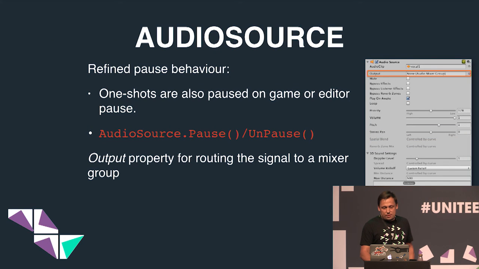We also worked on the pause behavior, so it applies not only to the clips that you start using play, but also to the one-shots. And there's also now an on-pause on the audio source. And what you can see up here is there is an output group, and this actually allows you to route the output of this audio source into a mixer. And the mixer is this other big feature that I'll speak about later.